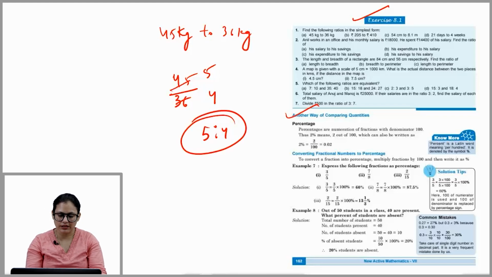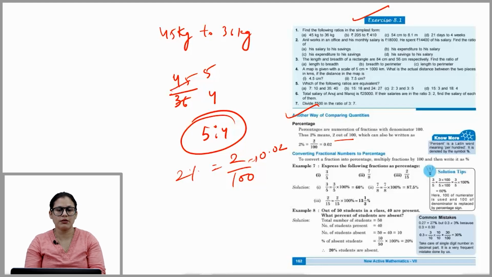Next, another way of comparing quantities. Percentage. Percentage is a numerator of fractions with denominator 100. Thus 2% means 2 out of 100. How can we write 2%? 2 by 100, that is 2 out of 100, or you can also write it as 0.02, right?